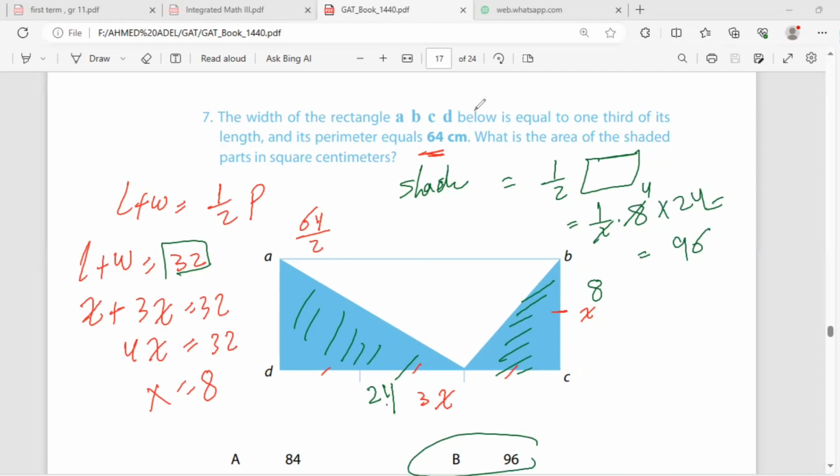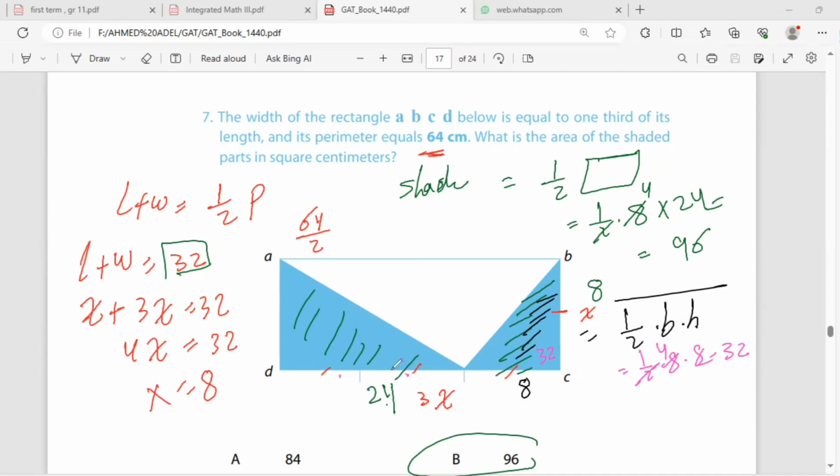I have another way you can find the answer for this triangle. Here 8 also. Area of a triangle equals half base times the height. So here half times 8 times 8. Half of 8 equals 4, times 8 equals 32. This triangle is 32.